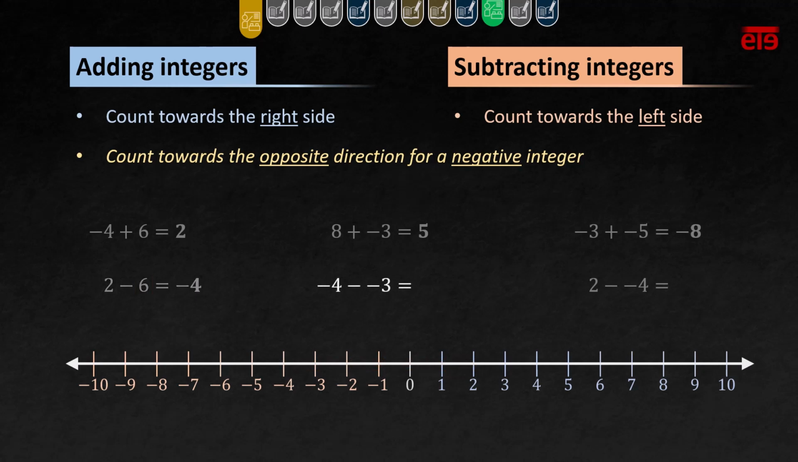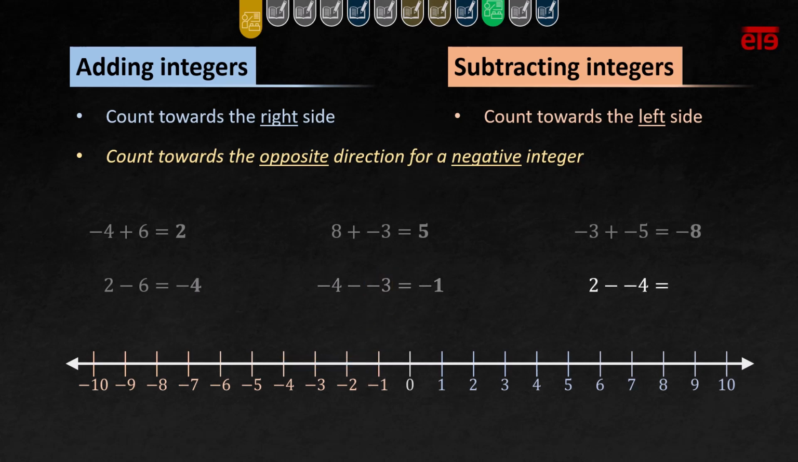Negative 4 minus negative 3. Start from negative 4 and move towards the left for subtraction. Here we are dealing with a negative integer, that's negative 3. So we need to count toward the opposite direction, to the right. It is the same as adding a positive integer. So negative 4 minus negative 3 is the same as negative 4 plus 3. When we move 3 steps to the right, we reach negative 1. That's the answer for negative 4 minus negative 3.